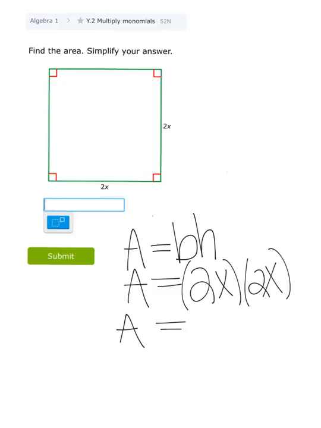So I'll just multiply the numbers. 2 times 2 is 4. And then multiply my variables. x times x, which would give me x squared. We've been working a lot in class about whenever you multiply numbers with the same base, you have to add the exponents. So I would multiply my numbers, and then I would add the exponents. So my answer would be 4x squared, and I would just type that in and submit it. Okay, on to the next one.